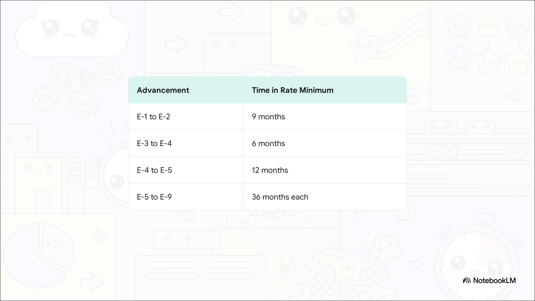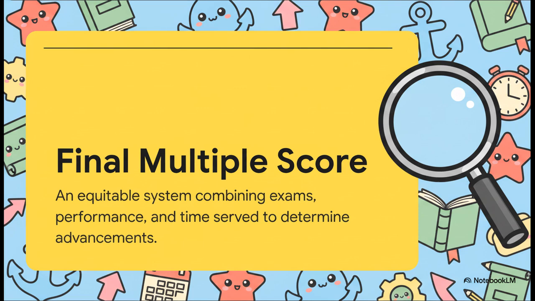You cannot simply jump from an E4 to an E5 overnight just because you feel ready. You have to spend a minimum of 12 months at E4 gaining experience. For higher ranks, it's a mandatory 36 months. It forces much-needed stability within the complex system. But time alone isn't enough, right?